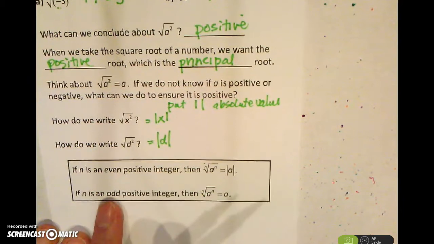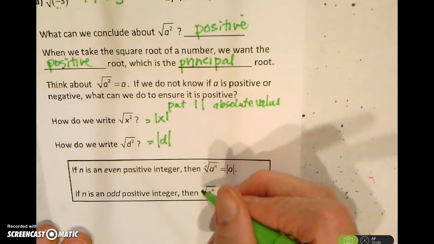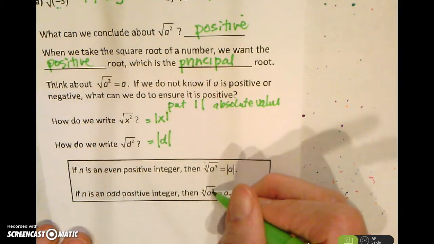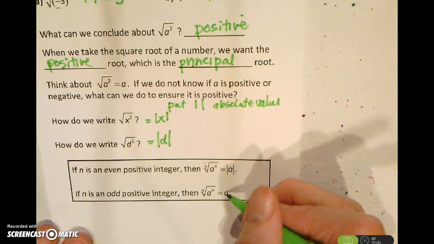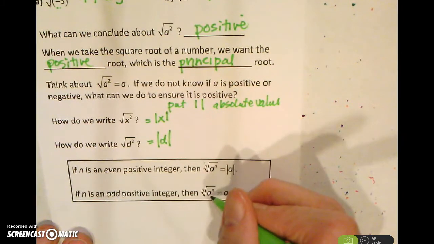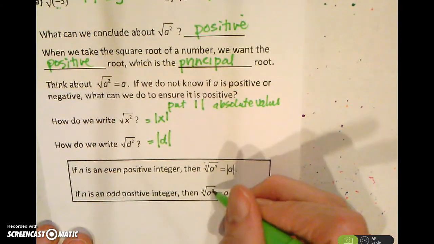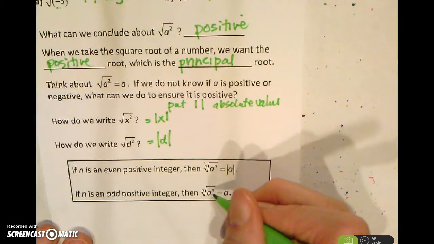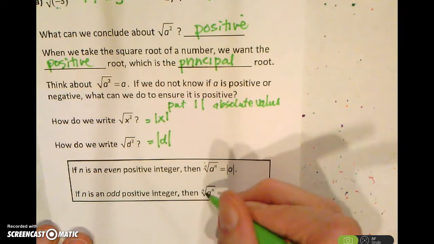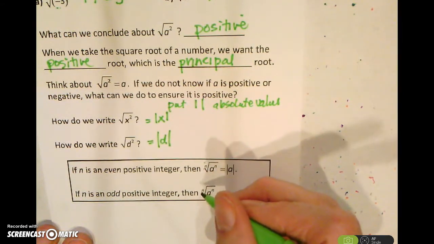And then if n is an odd positive integer, so if I'm doing the cube root of a to the third or the fifth root of a to the fifth, seventh root of a to the seventh, the answer is just a with no absolute value bars, because we know the cube root of negative 27, which is negative 3 cubed, is negative 3. So we will have negative answers when we're working with cube roots and fifth roots and seventh roots.